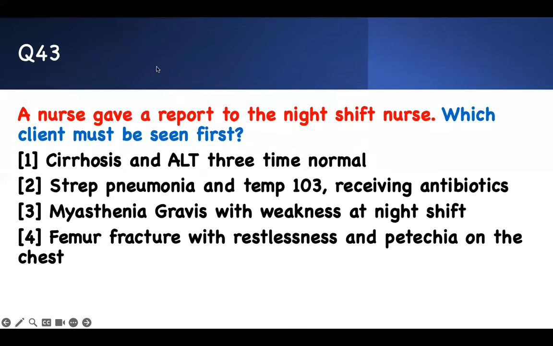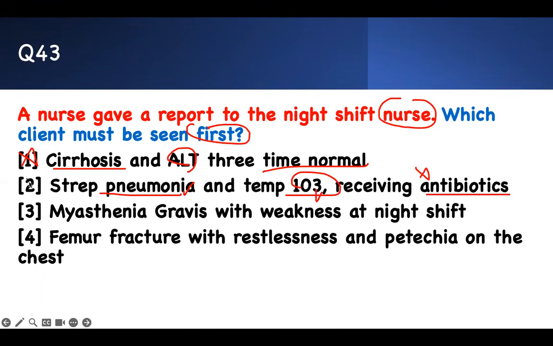Number 5. Let's give a report to the night shift nurse. Which client must be seen first? You have to be sharp. I have a cirrhosis patient. ALT is 3 times normal. That's why they have cirrhosis. That's fine. Strep pneumonia, temperature of 103, receiving antibiotic. What else can you do? Just watch them. Yes, pneumonia. The temperature is 103. That's what I expect with pneumonia. And what are we doing? Giving them antibiotic and being sharp.